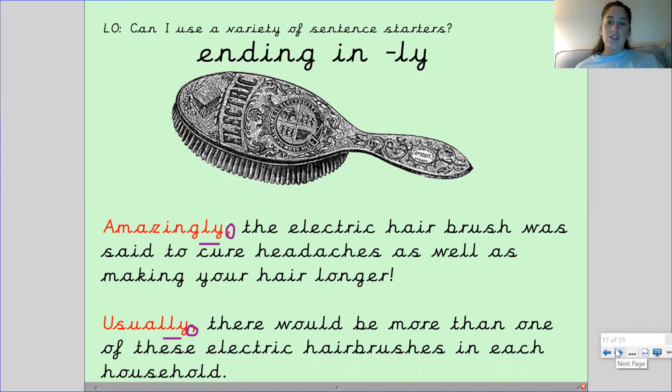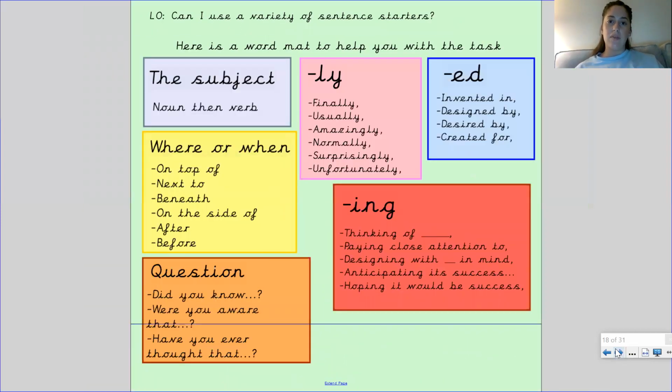Okay, we've finished looking at the different ways you could start a sentence, and here is a word mat to help you, which would be very useful for your activity. We've got examples of each of the methods that we've just looked at.